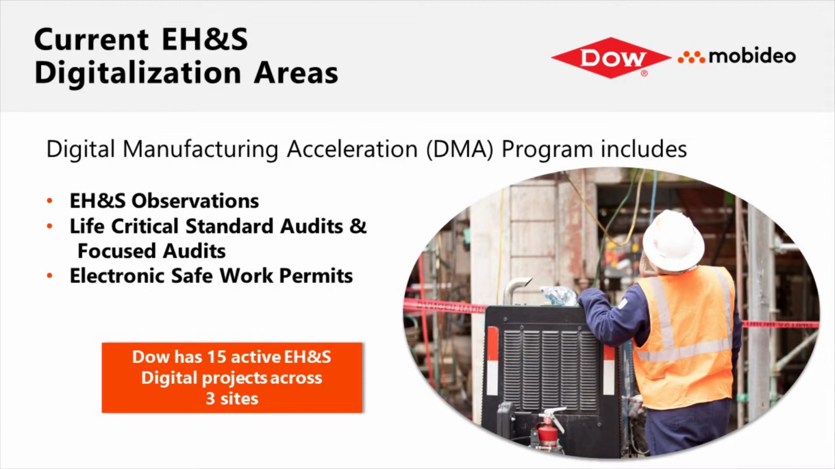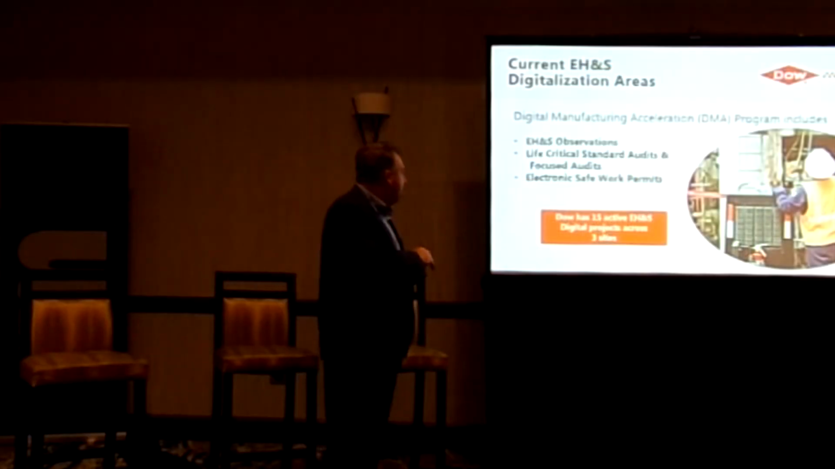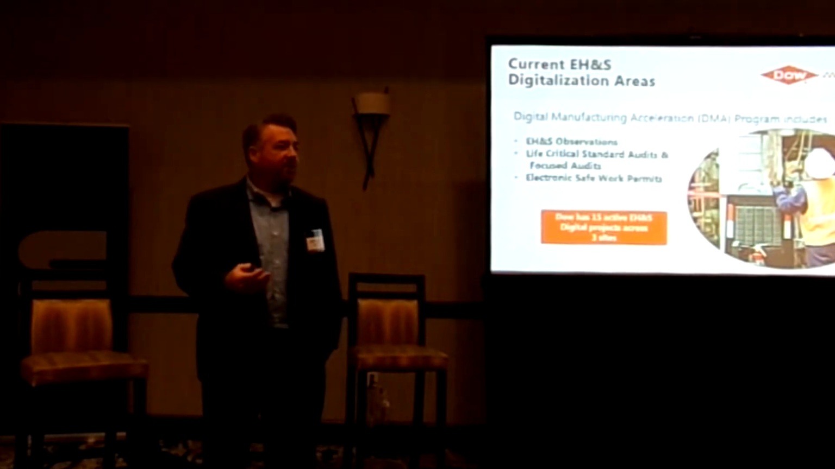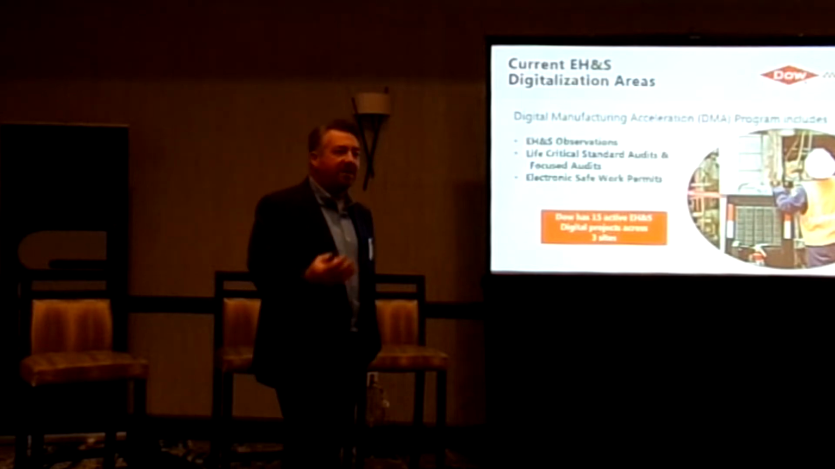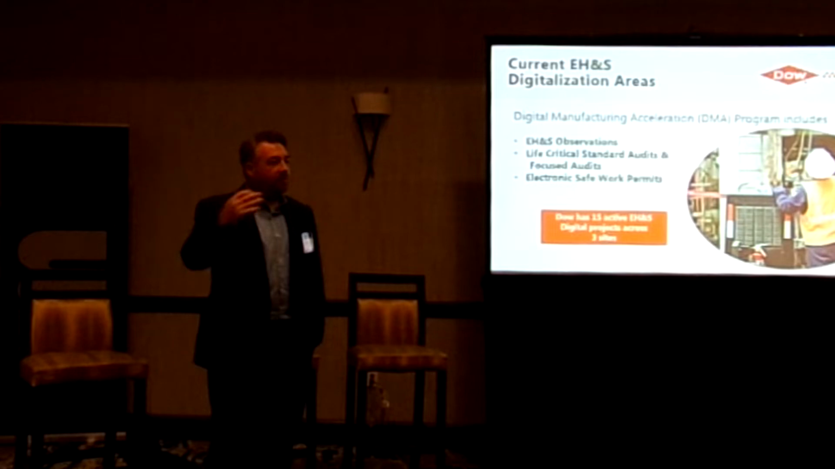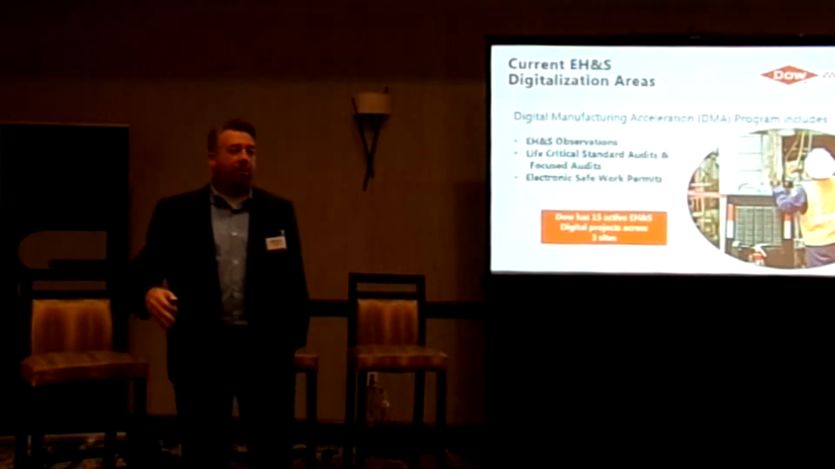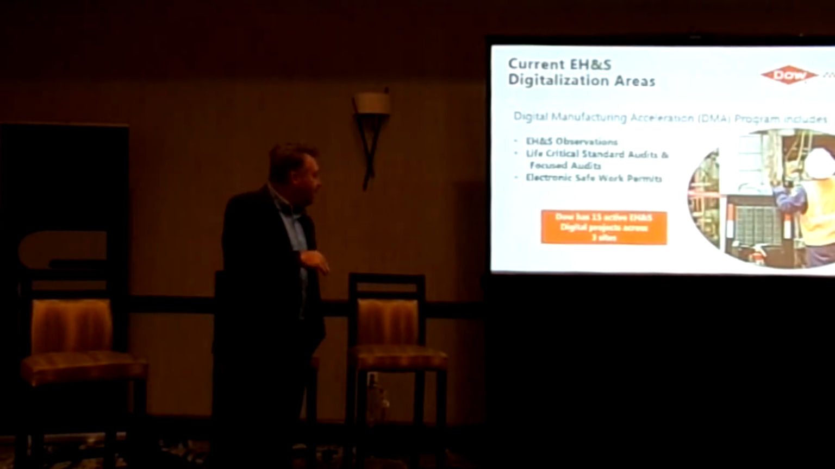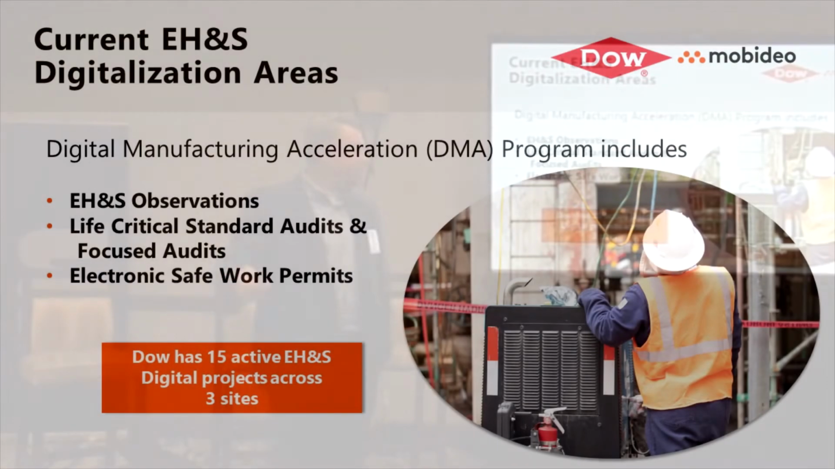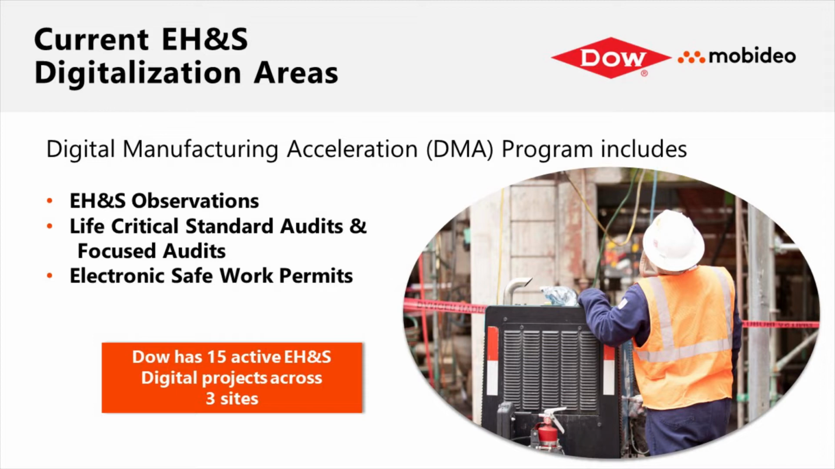you would enter your positive observations, your opportunities for improvement, what we call our life-critical standard audits. Every plant's got a different name for life-critical standards, right? Those are our confined space, hot work, fall prevention, isolation of energy, those big core ones that everybody worries about. And we also, some other areas where we do DMA work is electronic safe work permits. I know there was some discussion yesterday in some of the presentation on e-safe work permitting as well.